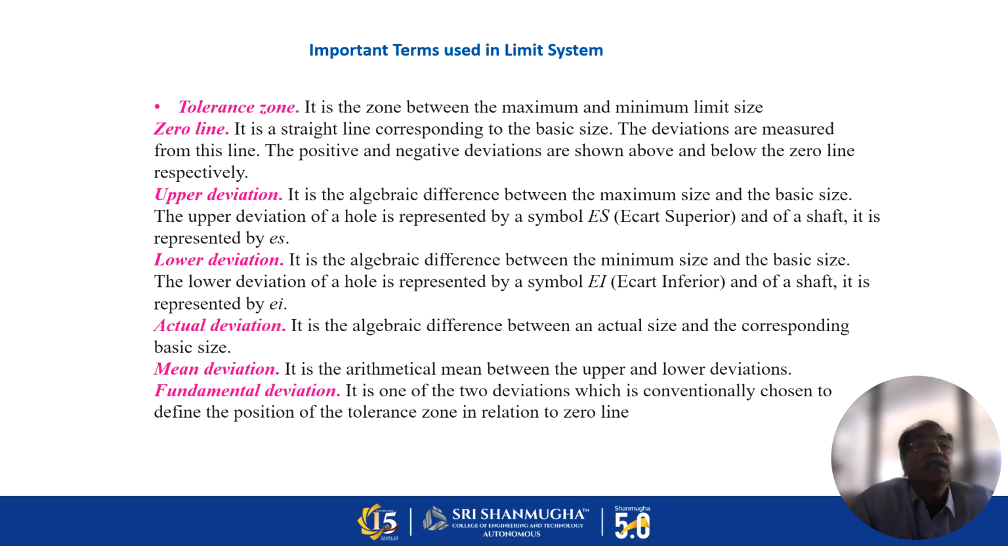Actual deviation. It is the algebraic difference between the actual size and the corresponding basic size. Next is mean deviation. This is the arithmetic mean of the upper and lower deviations. The last one is fundamental deviation. It is one of the two deviations which is conventionally chosen to define the position of the tolerance zone in relation to the zero line.